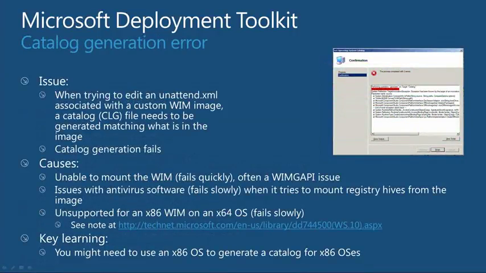Another common error, if you try to generate a catalog on a 64-bit OS for an x86 operating system, it'll fail. That's because the Windows AIK and Windows ADK don't support doing that. We changed the error message in MDT 2012 to tell you that this error is happening because you're trying to generate a catalog for an x86 OS on an x64 OS. So now at least you'll know why it's happening, before it just came back with a random garbage error. So we tried to clean that one up.